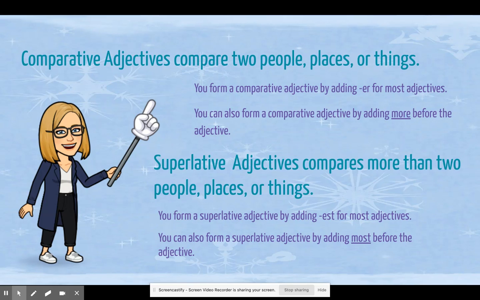The other type of comparative is a superlative adjective. Superlative adjectives compare more than two people, places, or things. You can form a superlative adjective by adding est for most adjectives. You can also form a superlative adjective by adding most before the adjective.